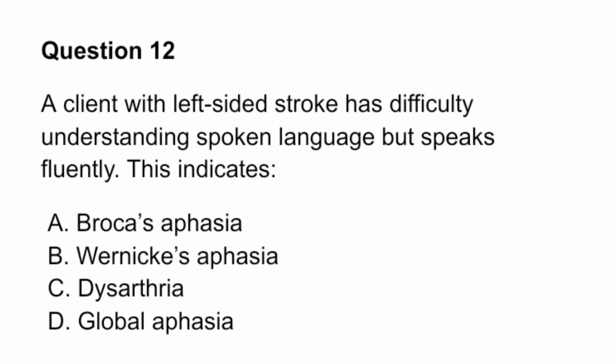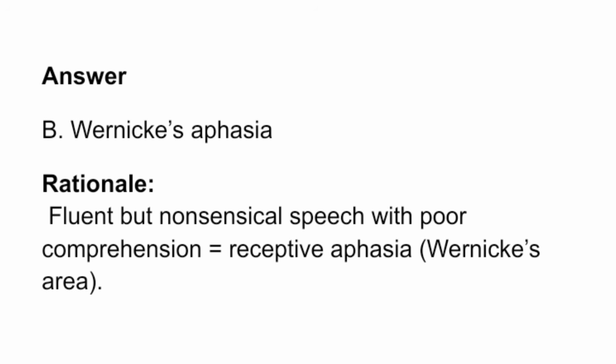Question 12. A client with left-sided stroke has difficulty understanding spoken language, but speaks fluently. This indicates A. Broca's aphasia. B. Wernicke's aphasia. C. Dysarthria. D. Global aphasia. The answer is B. Wernicke's aphasia. Fluent but nonsensical speech with poor comprehension is receptive aphasia, Wernicke's area.